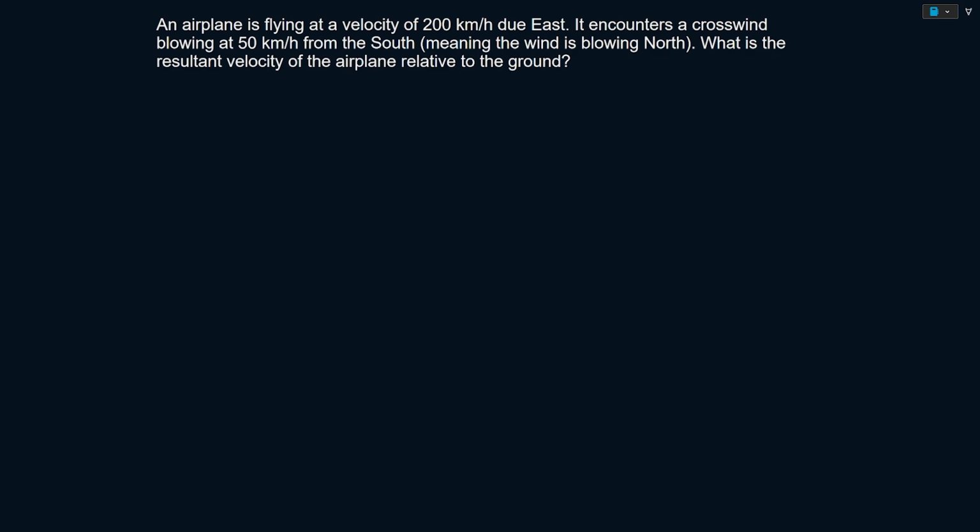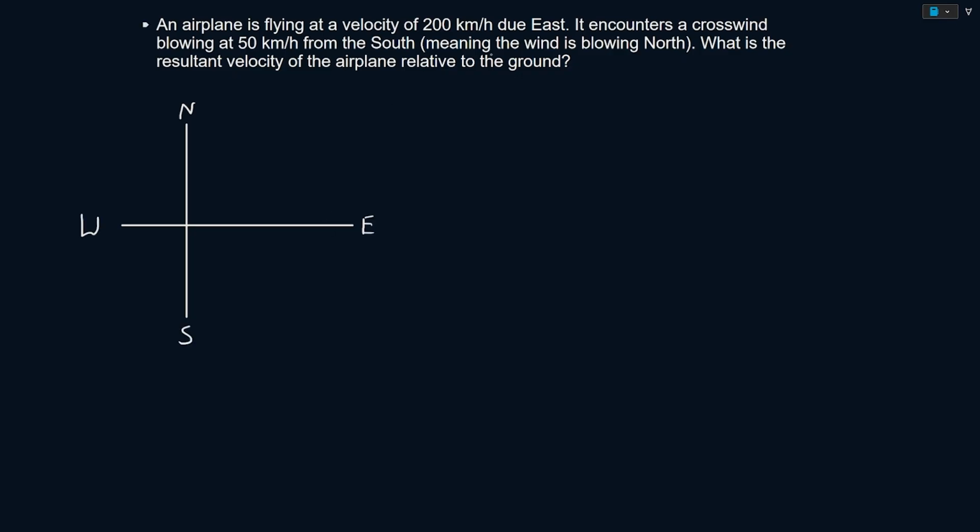An airplane is flying at a velocity of 200 kilometers an hour due east. It encounters a crosswind blowing at 50 kilometers an hour from the south. This is meaning that the wind is blowing north. What is the resultant velocity of the airplane relative to the ground? The best way to visualize this problem is to graph it.